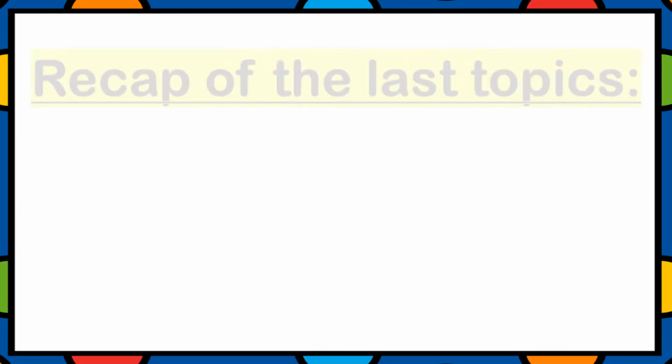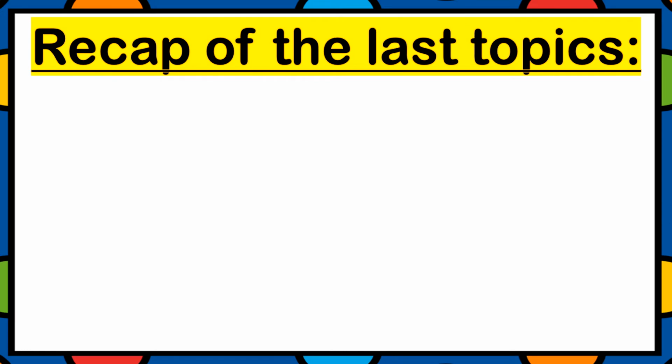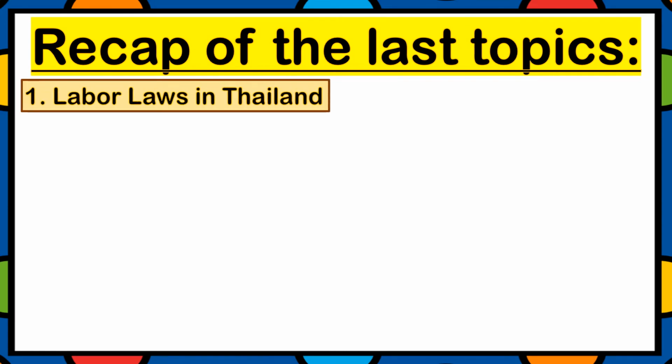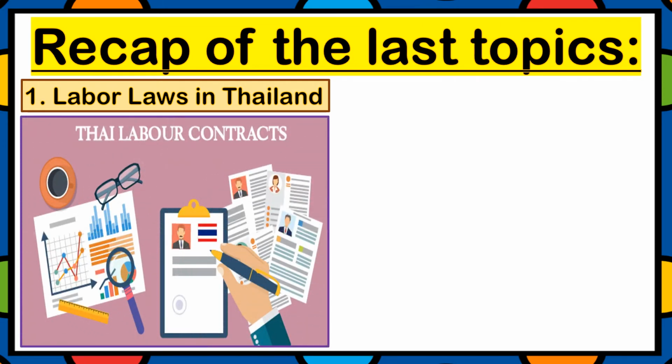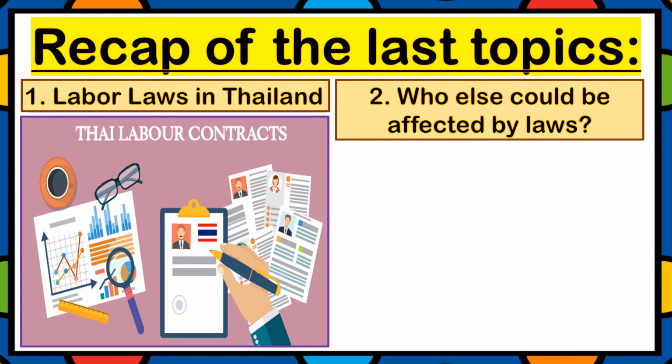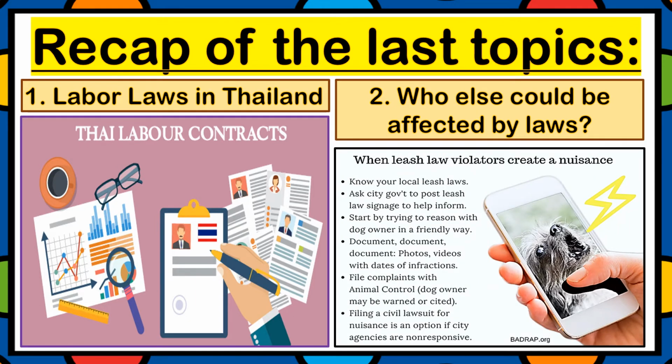Okay, class, before we proceed with our discussion for today, let's have a short recap of the last topics that we have discussed before our midterm assessment. Number one, labor laws in Thailand. So we have discussed different Thai labor contracts in Thailand. And number two, who else could be affected by laws? In here, we have discussed the leash law, or laws that need to be followed by people who want to have pets inside their house.